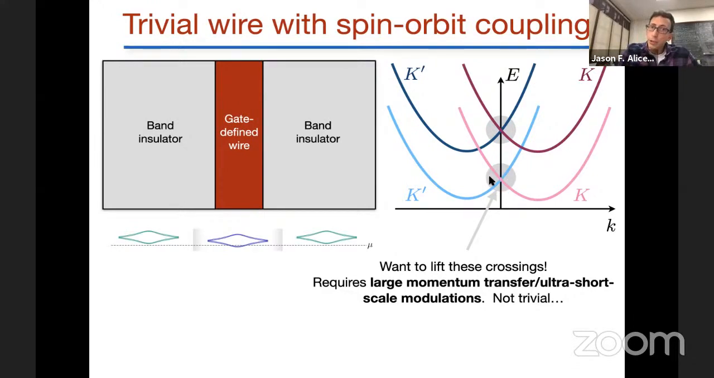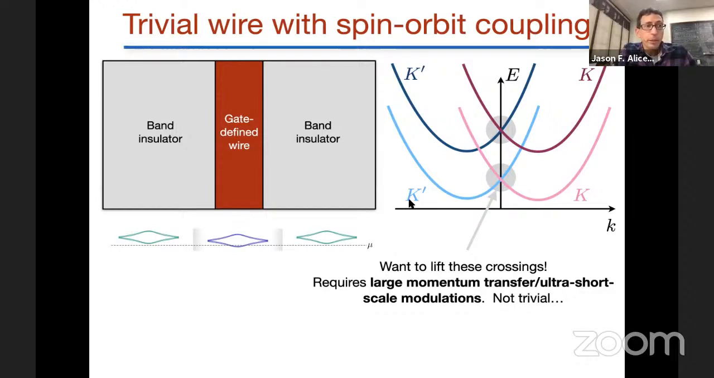In order to open up this crossing, what you essentially need to do is figure out a way to coherently tunnel electrons from valley k into electrons in valley k prime. That requires a very large momentum transfer across the original graphene Brillouin zone. Alternatively, that kind of momentum transfer requires ultra short scale, angstrom scale modulations of the system. And again, that's not a straightforward thing to engender.